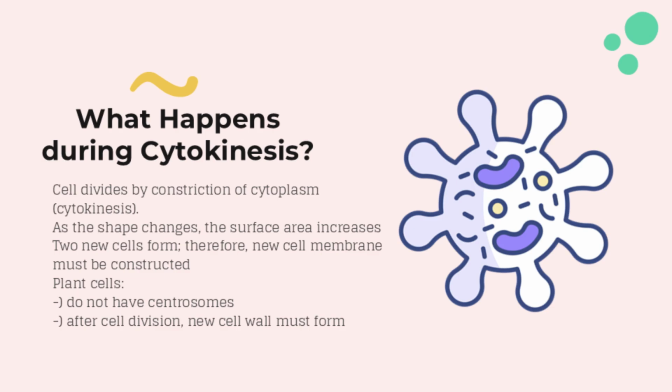As the two cells start to form, the surface area increases between the cells. Therefore, new cell membrane must be constructed. In plant cells, however, they do not have centrosomes, nor a mitotic spindle, and after cell division, a new cell wall must also form, due to the increase in surface area.